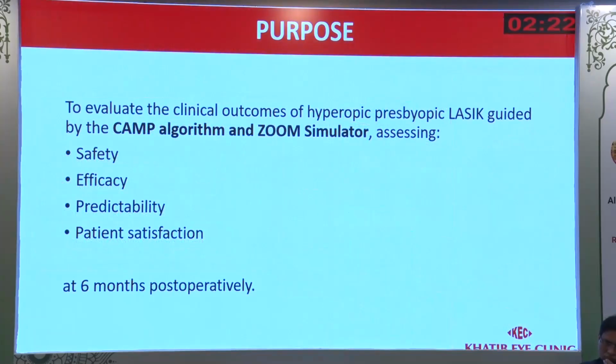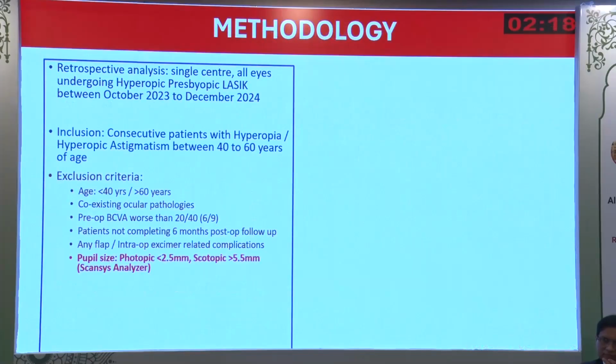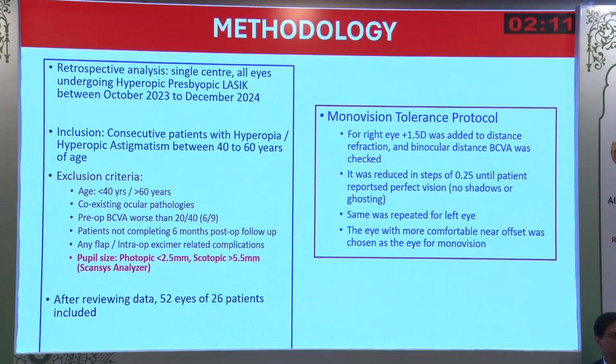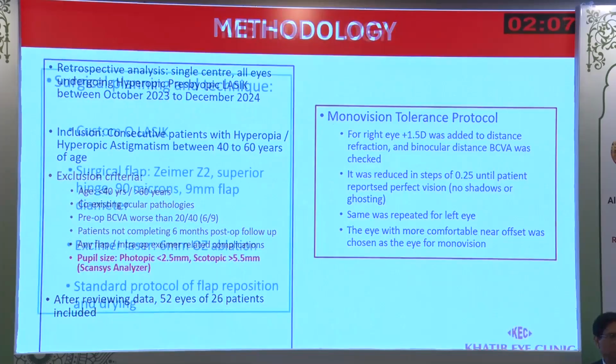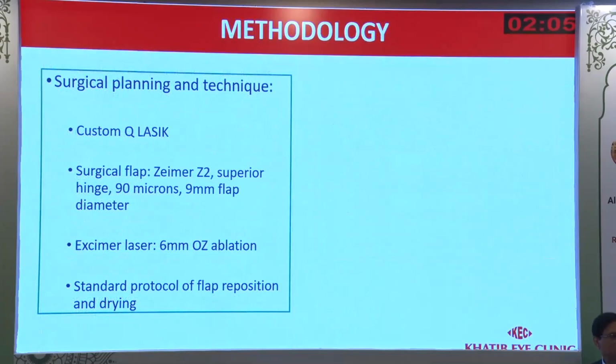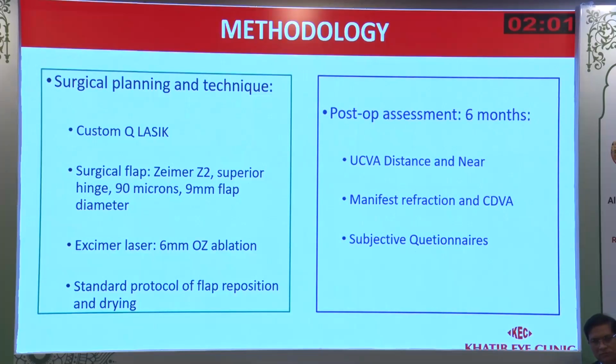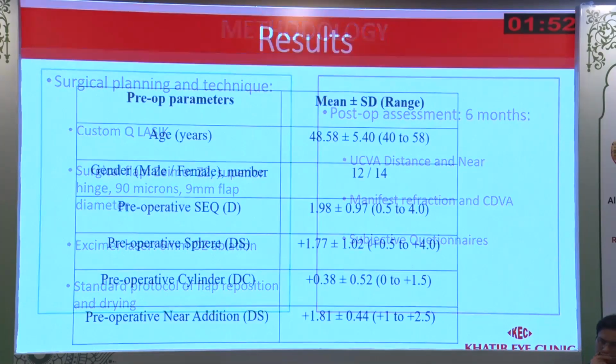So we wanted to study the safety, efficacy, predictability, and patient satisfaction at 6 months post-op. We retrospectively analyzed all hyperopic presbyopes between 40 to 60 years and excluded any complicated cases. And we got 26 patients with 52 eyes in this study. The surgery was a standard femto LASIK that was done for all the patients, standard protocol. All post-operative assessment was done at 6 months post-operatively, including the uncorrected distance and near, manifest refraction, corrected distance, and we also had subjective questionnaires.